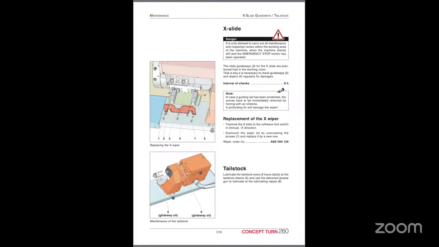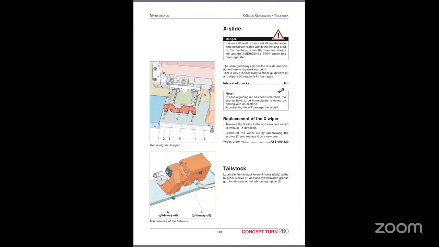X slide maintenance. This is the machine X axis slide. Check the smooth movement, wiper condition, and oil traces. If the wiper is damaged, you should replace it because otherwise dust will enter into the guideways.